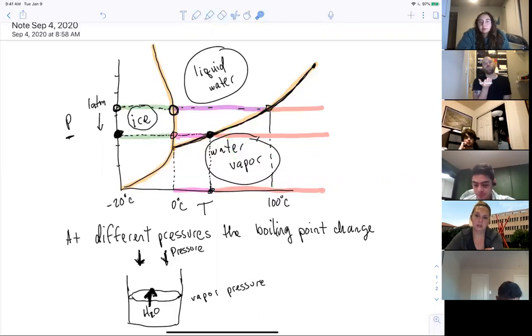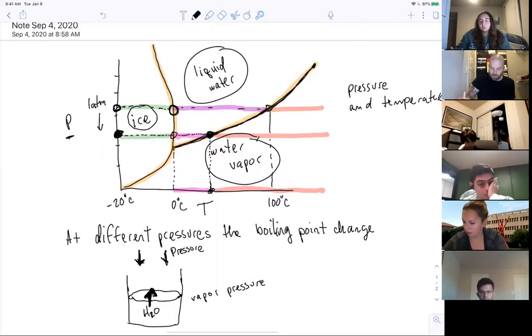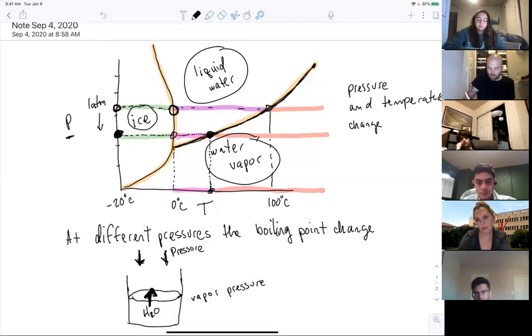So what we're saying is that pressure and temperature change, increase, proportionally.